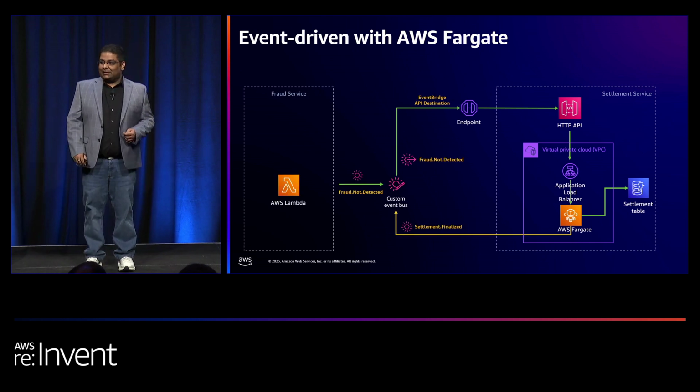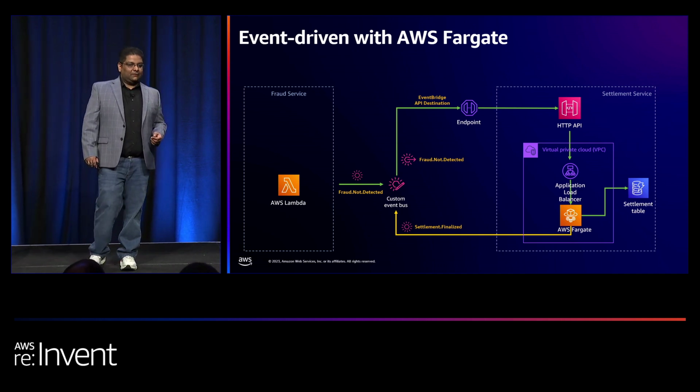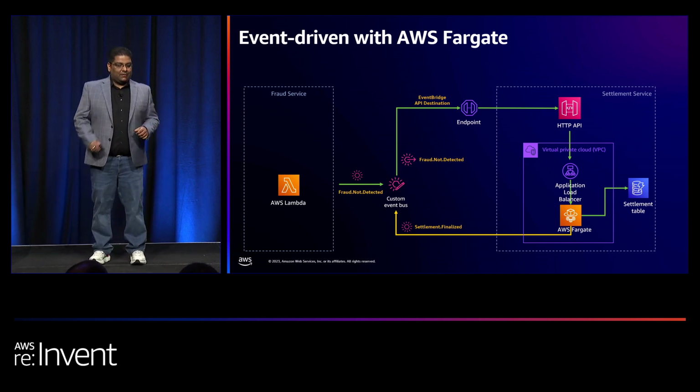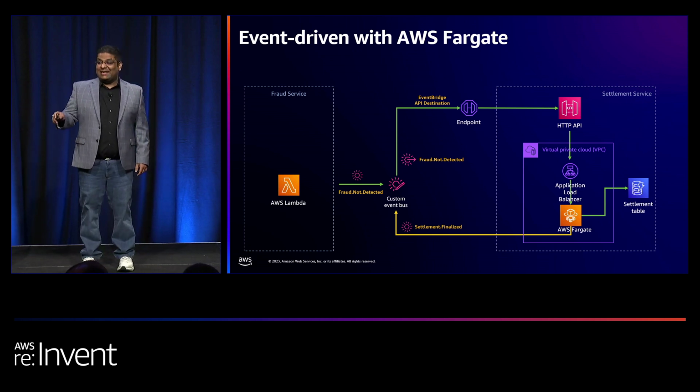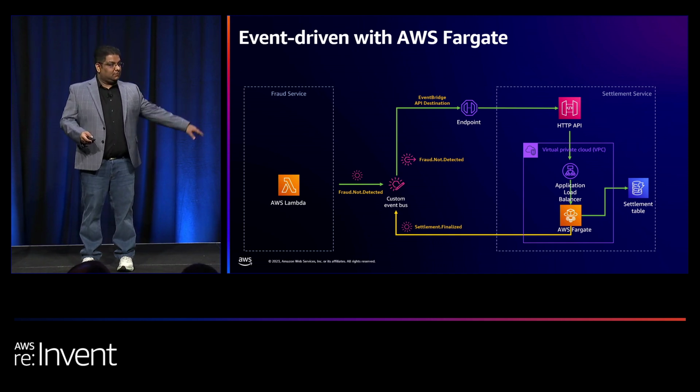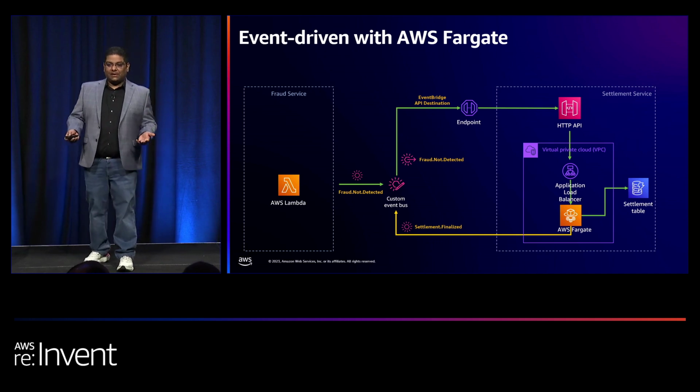Then whoever is maintaining the event-driven architecture for the whole claims process can say, oh, you don't worry. We have EventBridge, and we can have API destinations calling your HTTP endpoint, right? So anytime a fraud not detected event comes in, we can have a target as an API destination that actually is the HTTP endpoint for that settlement service. So the only change the settlement service team has to do is send an event back called settlement finalized so that the rest of the domain will know that settlement has been finalized.